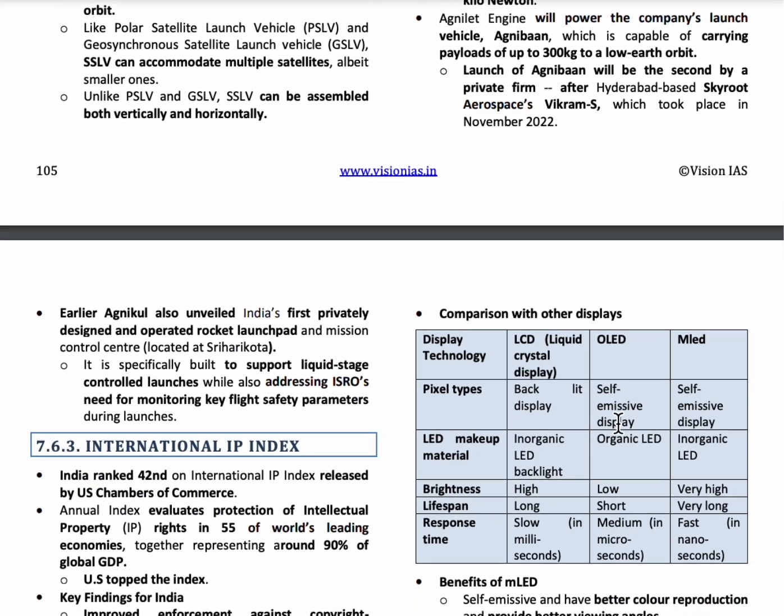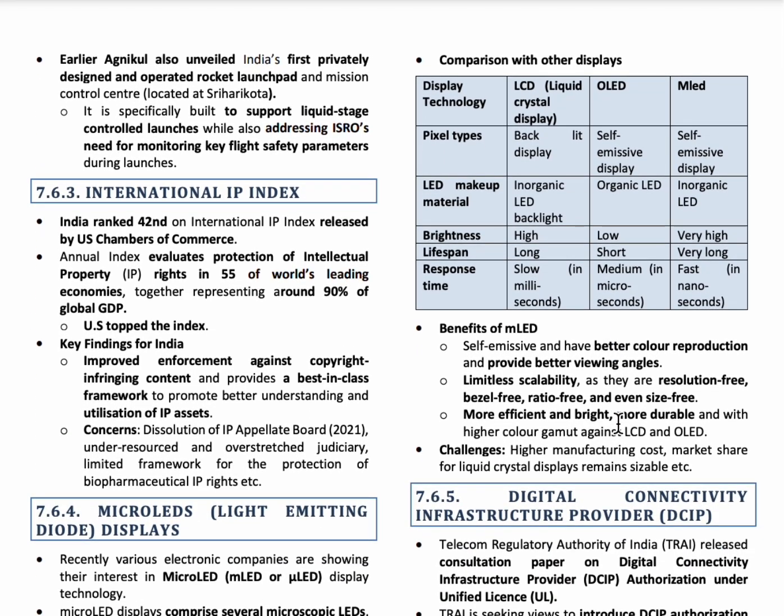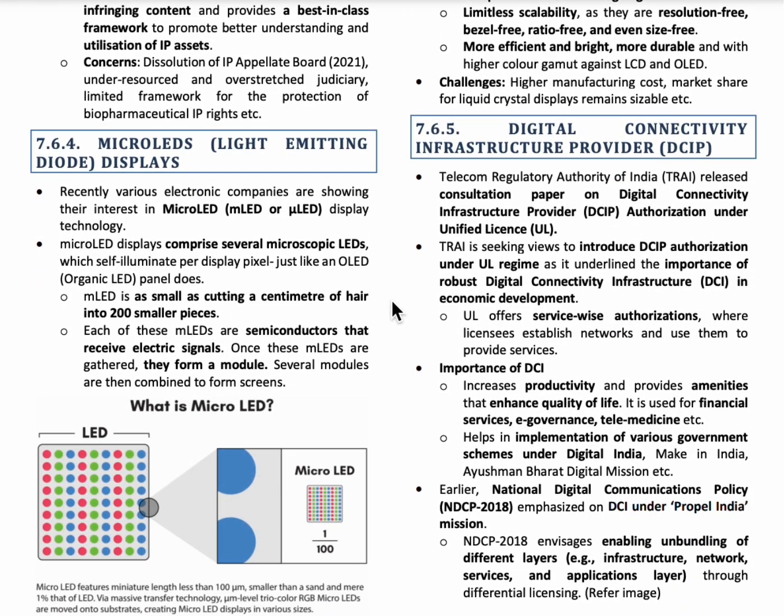The next topic is International IP Index. It is released by the US Chamber of Commerce. It evaluates protection of intellectual property rights in 55 of the world's leading economies. India was ranked 42 out of 55 countries and the US has topped the index. The next topic is micro LED display. Micro LED displays comprise several microscopic LEDs which self-illuminate per display pixel, just like the original LED panel does.